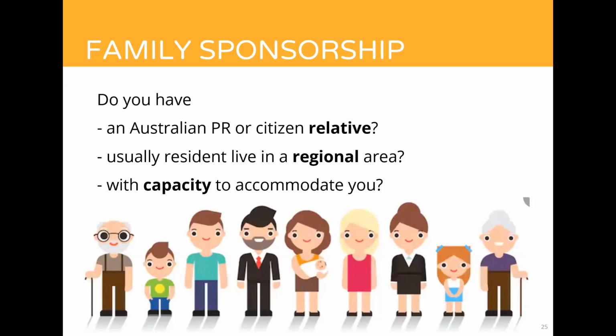And the final requirement for family sponsorship is that the sponsor has the capacity to support you financially and provide you with accommodation. So if you're lucky enough to meet all those requirements, then you can get 15 points. And that will lead you to the 491 visa. And that has good priority ranking. Unfortunately, probably not a lot of people can meet all those requirements.